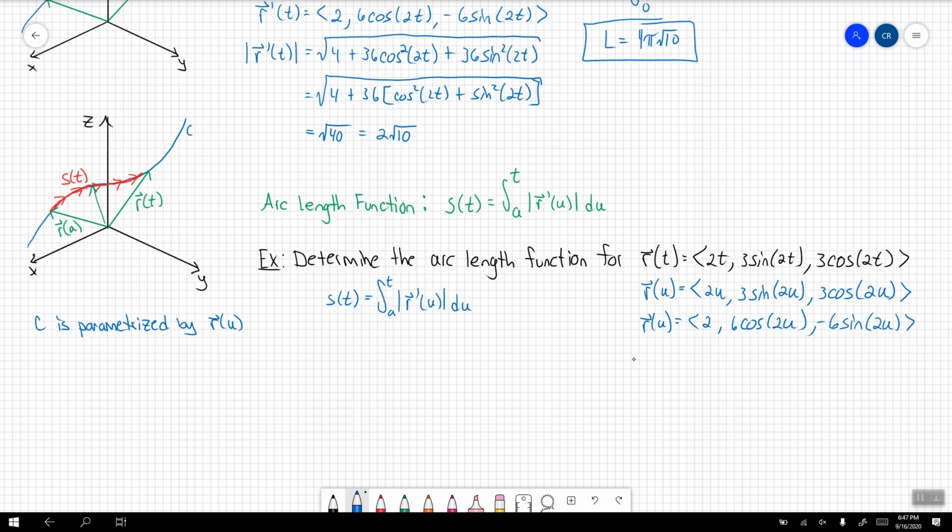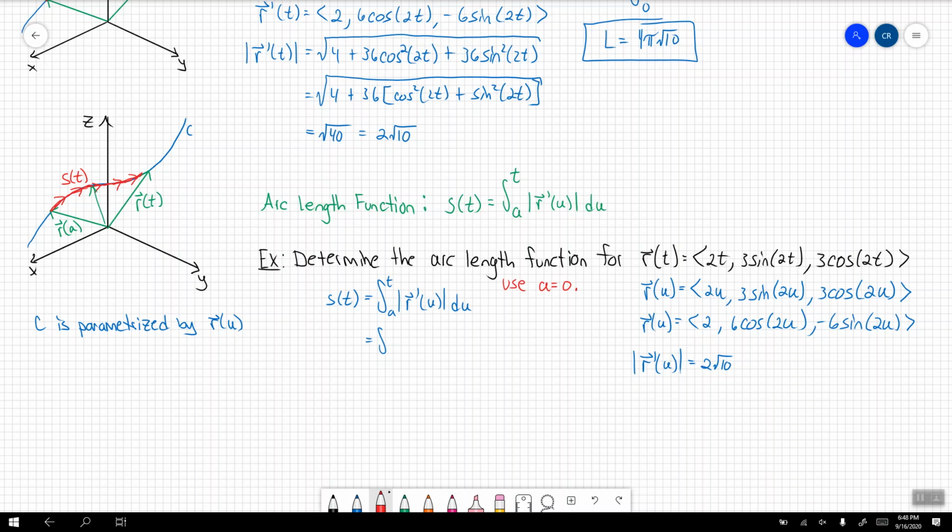Finding that magnitude will result in the same magnitude that we just found, 2 root 10. So inserting all of these values into my arc length function, a, well, we now need to determine this value for a. I'm going to determine that my a value is going to be 0, because I want to see what happens if I start at t equal to 0, or in this case, a equal to 0. So I'm just going to briefly say that I want to use a as being 0.